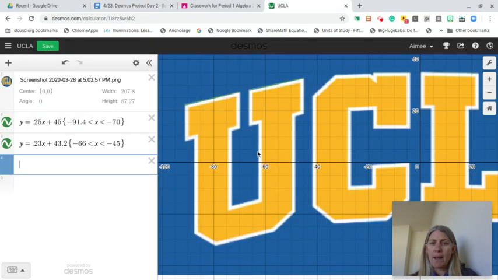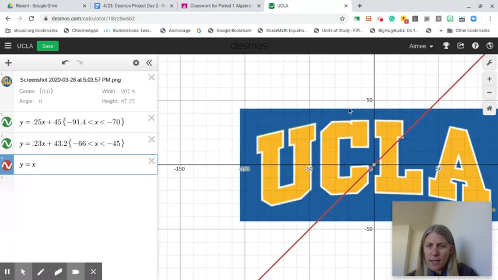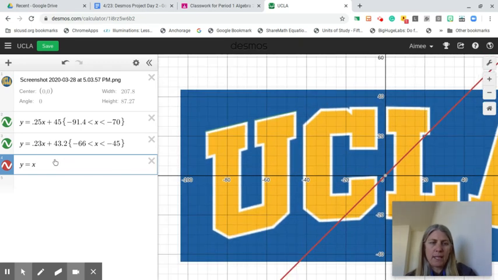So here I have my project that we worked on, which is the UCLA project, and I'm going to go ahead and match this line right here on the C of UCLA. So I'm going to go y equals, and it looks like it's about x for my slope. So I'm matching my slope first. And then I'm going to see where my y-intercept goes across here, and it looks like it's at about 60. So I'm going to add my y-intercept of plus 60.